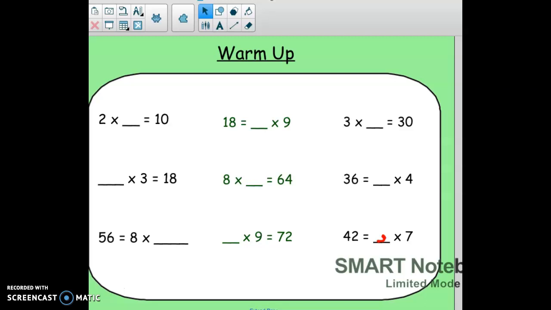Let's start with a warm-up. Solve these facts on the back of your Math Journal page or a separate sheet of paper. Pause the video to give yourself time to solve. Remember, the more warmed up you are, the easier the rest of math will be.